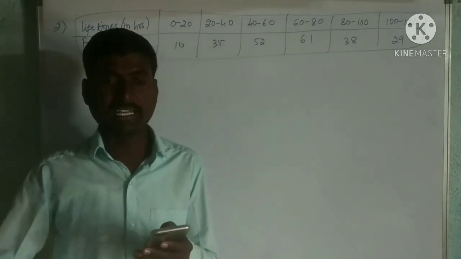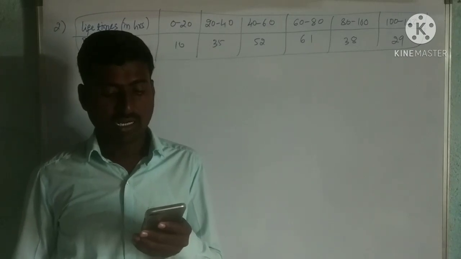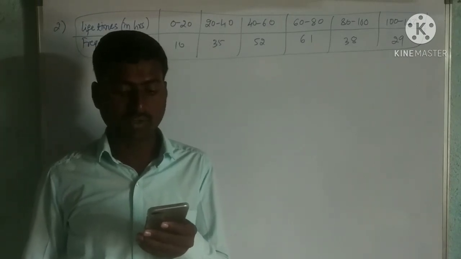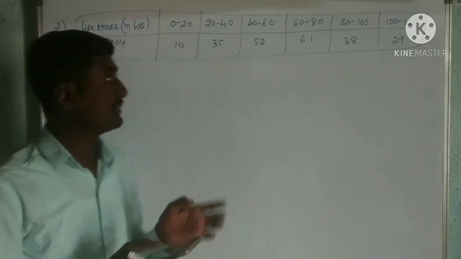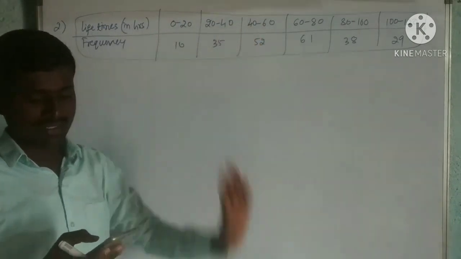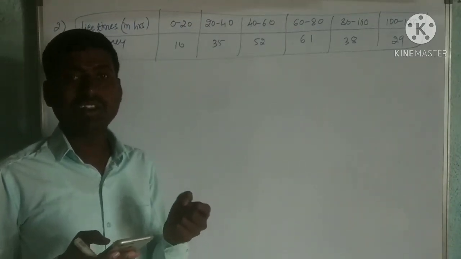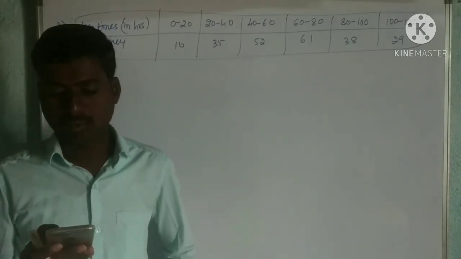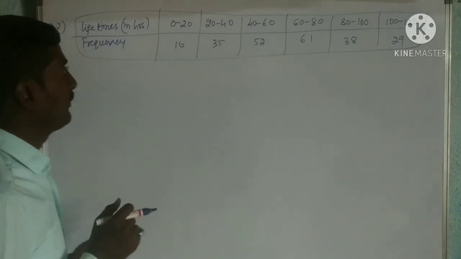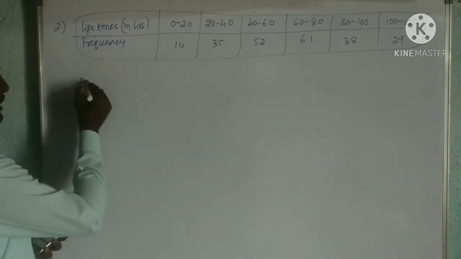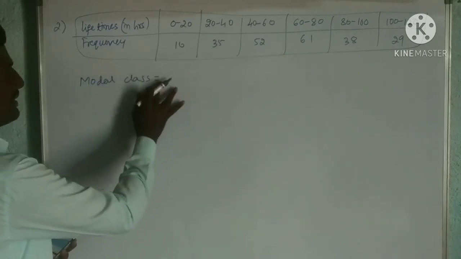Now we shall start the second question. The following data gives the information on the observed lifetime in hours of 225 electrical components. Lifetime is given in hours, with the corresponding frequency. Determine the modal lifetime of the components, so we have to find the mode. For that, first I should write the modal class. This is very important.